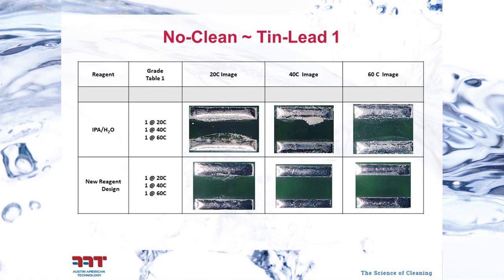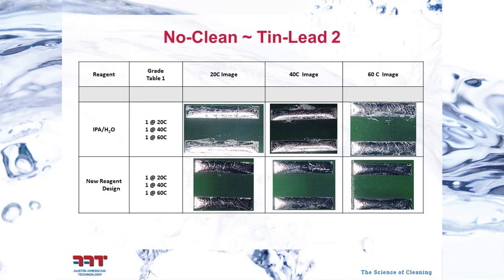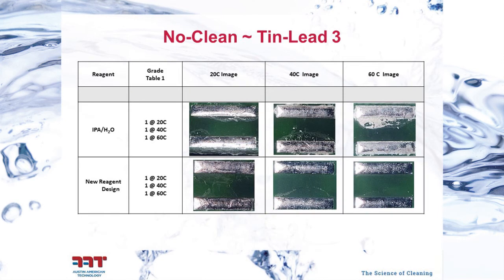And then our no clean tin lead, once again, same reaction. This is going to get a little monotonous, but anyhow, the IPA and water did not do the best job. And DI water, once again, as we heated it, did a great job. No cleans, same thing. You've got IPA and water that's leaving residue and not cleaning real well, so not dissolving all of those ions. And DI water across the board cleaned it all and left no residue. No clean tin lead, once again, same thing.